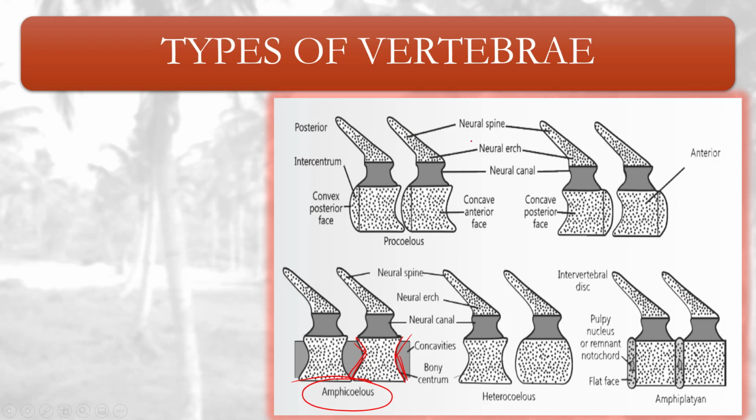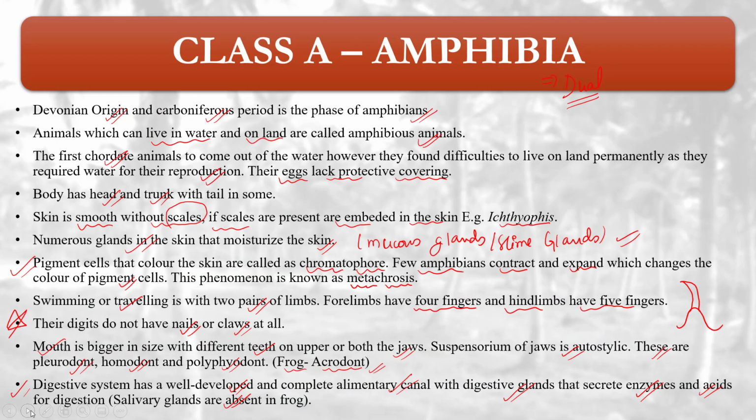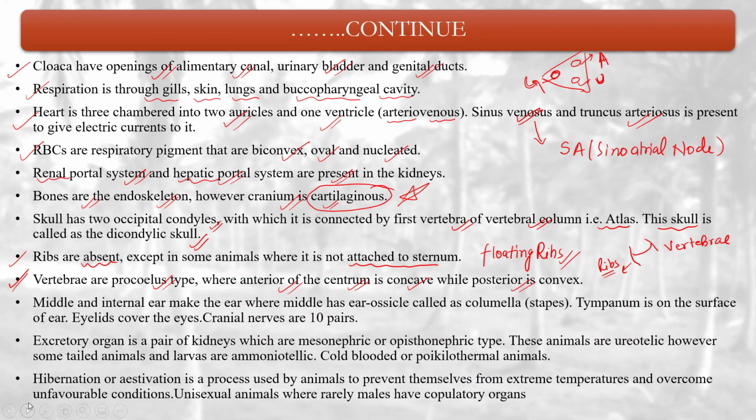I'll show you the procoelous type of vertebrae. Yeah, this is the procoelous type in which this part is convex, bulging, and this part has a concavity. This concavity helps to attach with the convexity of the other vertebra, right? So this is the procoelous type. Understood? So they have procoelous type of vertebrae.